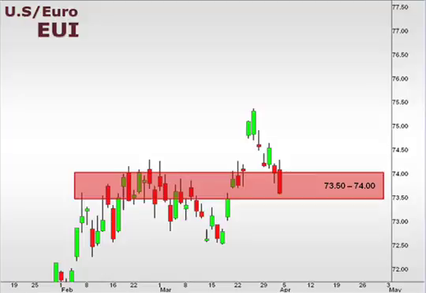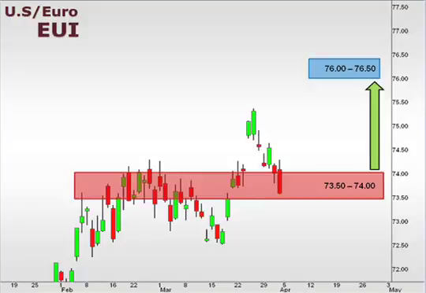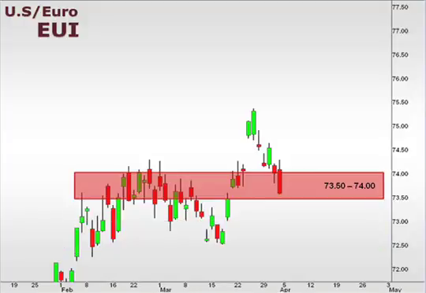At this point, a bounce here is likely to retest resistance up at that 74.5, 75 focal zone with an extended move having us target the 76.5 box. Now, if 73.5, 74 does not hold as support, we would look at the next logical level of support being the 72.5, 73 focal zone.